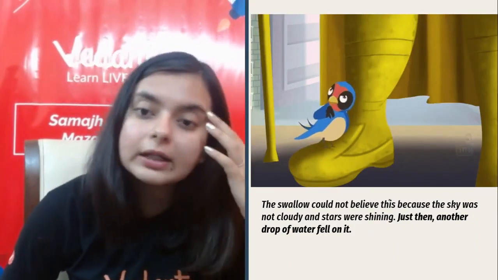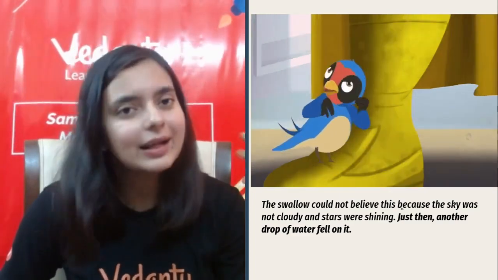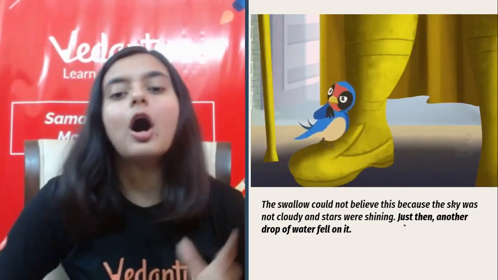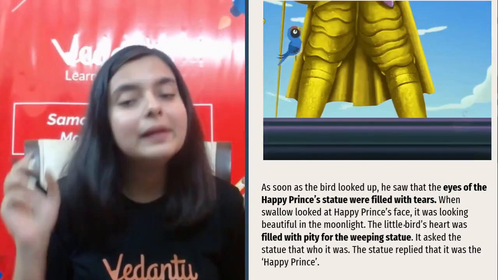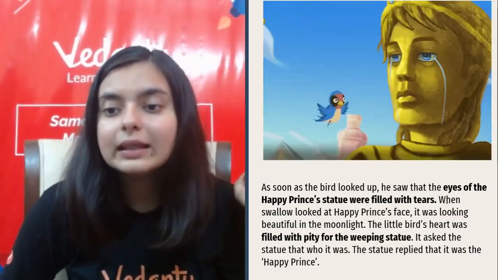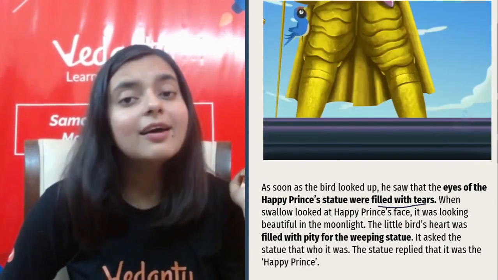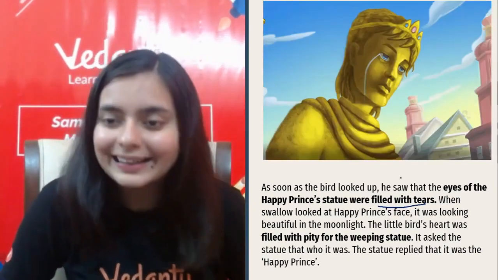The swallow couldn't believe what he saw. When he looked at the sky, it was not cloudy. But then another drop fell on it. And then, I told you that he couldn't believe what he saw. He saw that the eyes of the Happy Prince's statue were filled with tears. The Happy Prince crying. Isn't that ironical?